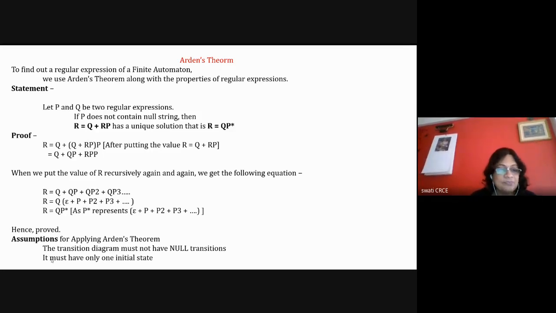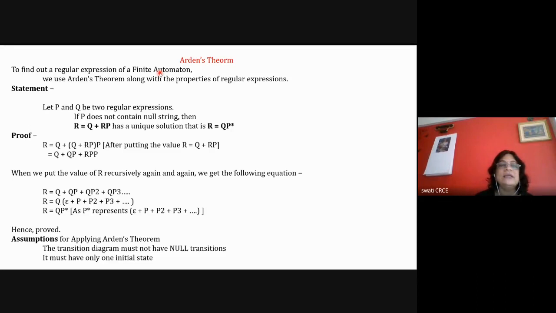Now, right now, I am going to teach you about Arden's theorem. So again, reset yourself and concentrate. Okay. So this is something new which you are learning for the first time. What is this Arden's theorem? This Arden's theorem will allow you to find out a regular expression for a finite automata. So that means a diagram is given to you and you have to find out the regular expression.